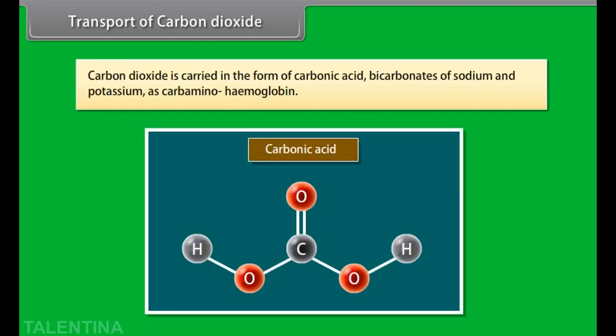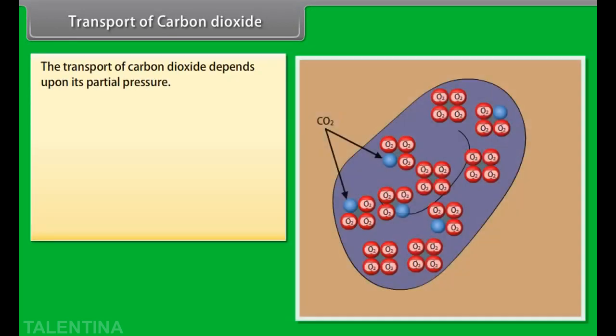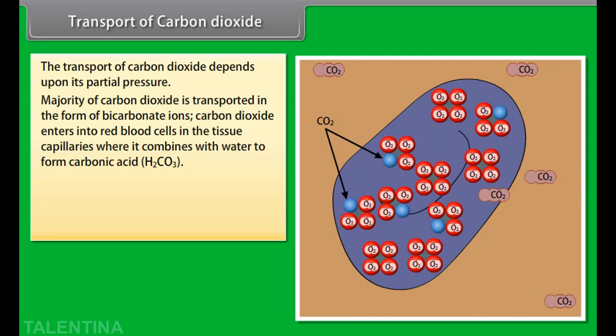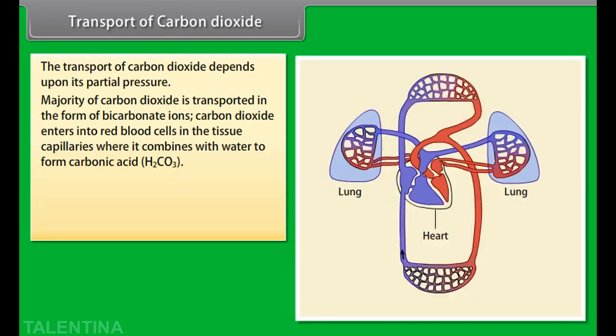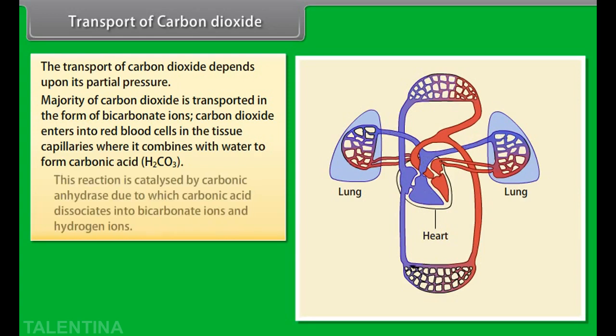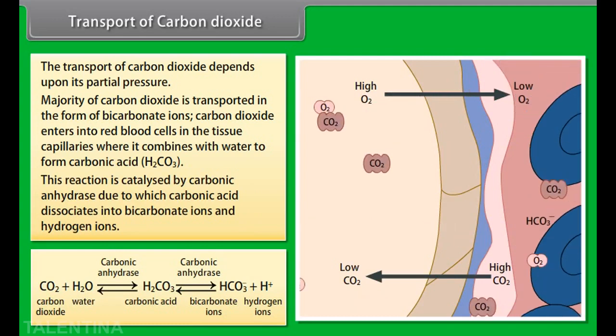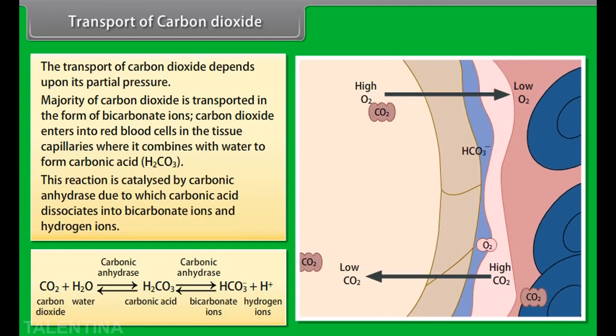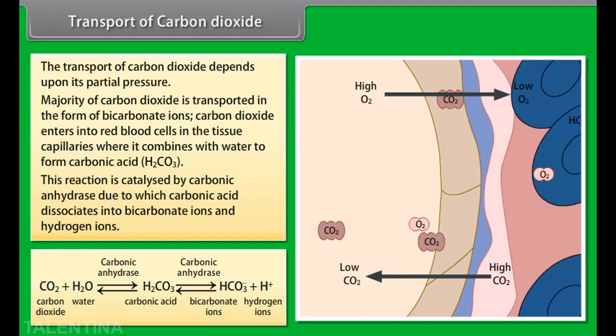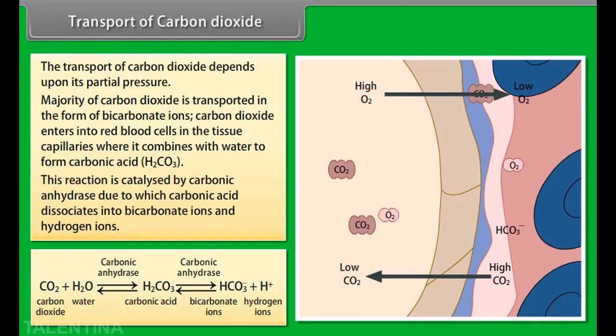Carbon dioxide is carried in the form of carbonic acid, bicarbonates of sodium and potassium, and as carbaminohemoglobin. The transport of carbon dioxide depends upon its partial pressure. Majority of carbon dioxide is transported in the form of bicarbonate ions. Carbon dioxide enters into red blood cells in the tissue capillaries, where it combines with water to form carbonic acid. This reaction is catalyzed by carbonic anhydrase, due to which carbonic acid dissociates into bicarbonate ions and hydrogen ions.